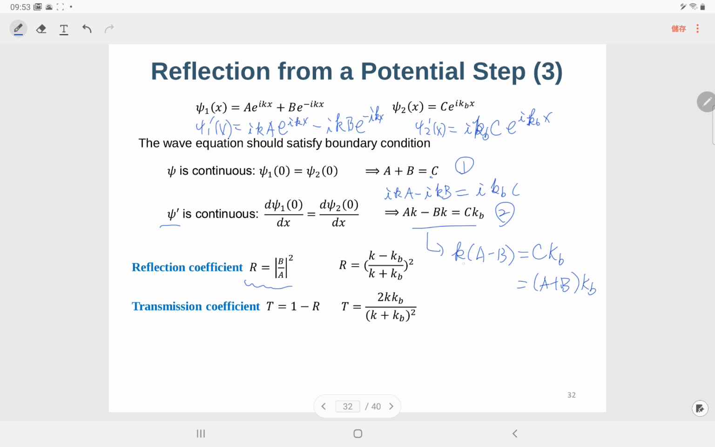So you can rearrange the terms. We have ka, kb, a. So we have a, k minus kb. Then we move this term to the right side, so we have b, k plus kb. Finally, we have b over a to be k minus kb over k plus kb. So finally, R is nothing but this one.